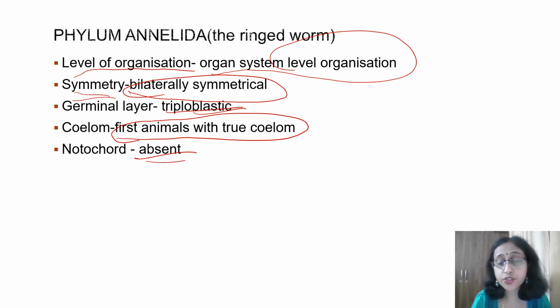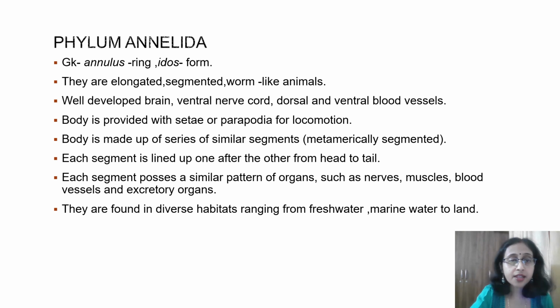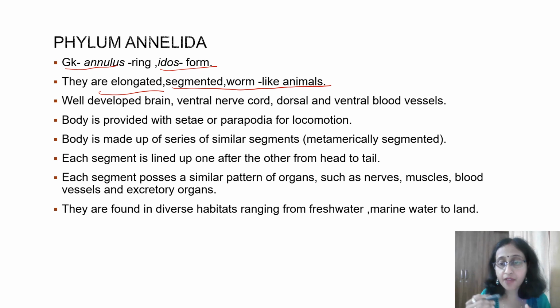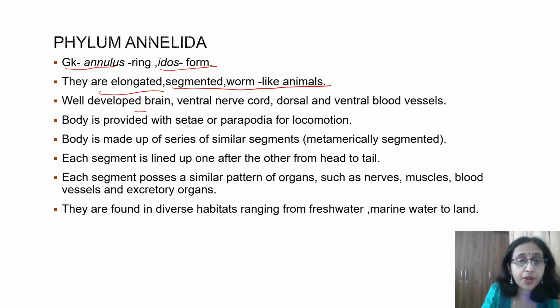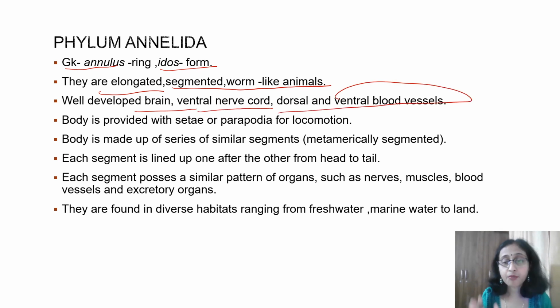Then we will move on to the next slide where we are going to discuss the other main characteristics of Annelida. Here comes the term: the Greek word annulus means ring and idios means form. So they are elongated, segmented, worm-like animals. Their body is divided into different segments and they have a well-developed brain, ventral nerve cord, and dorsal and ventral blood vessels. Is it clear? Because they have a well-developed organ system, they have a well-developed brain, ventral nerve cord, dorsal and ventral blood vessels.